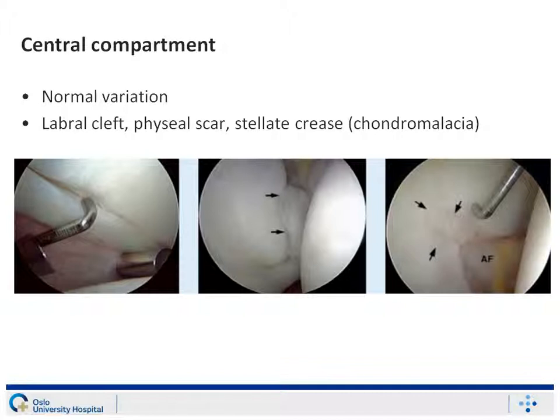This is then the stellate crease, which is the remnants of the fusion of the three nuclei in the embryonal and the childhood. And this is the physeal scar, which all has a close connection to the cotyloid fossa. So these are not cartilage damages, these are normal anatomical variations.